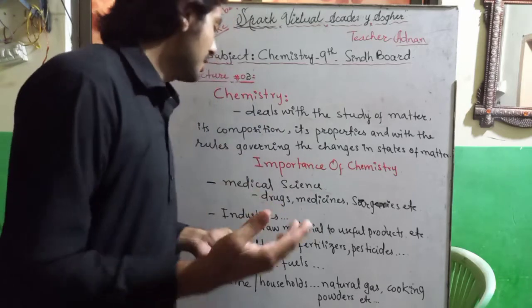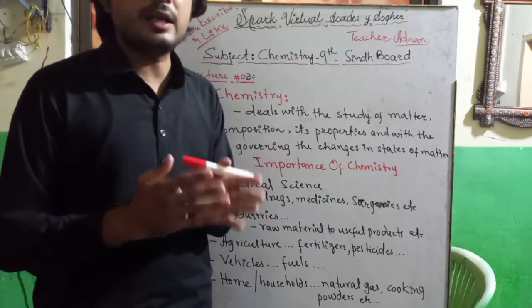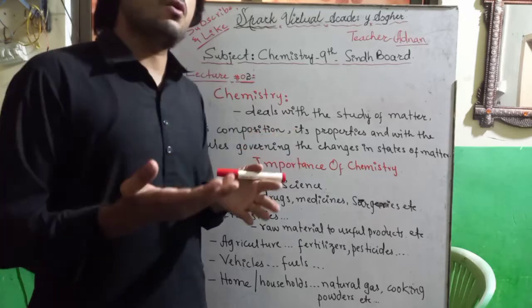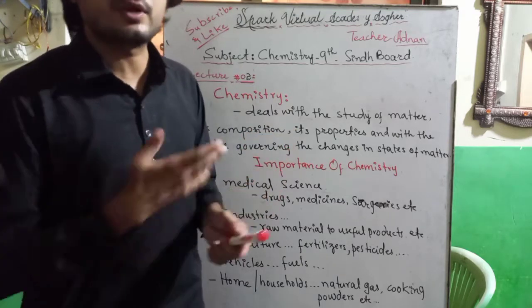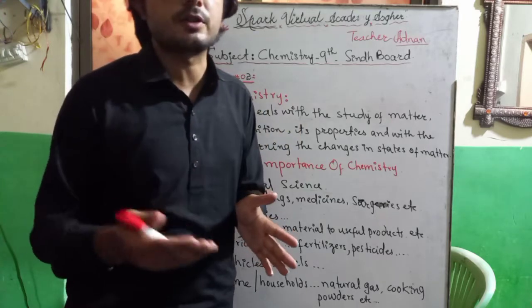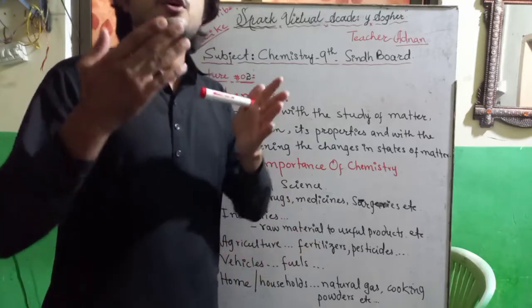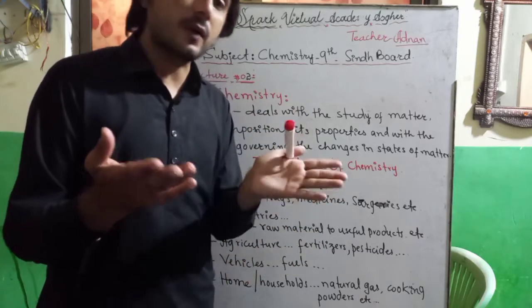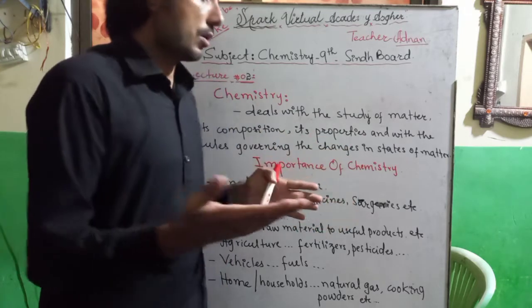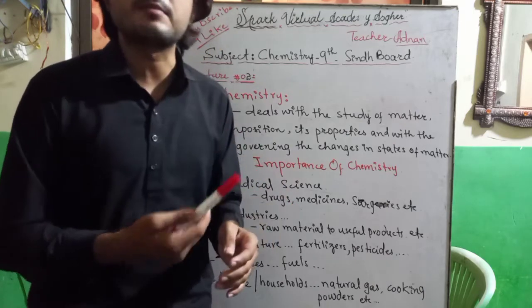If we talk about medical science, chemistry plays a very important role in medical science. There are so many life-saving drugs which are the product of chemistry, which are being used by the doctors, by the surgeons, by the physicians to save lives, to kill the different diseases in living organisms. They use so many medicines. So these are all the products of chemistry, and these are used in medical science.